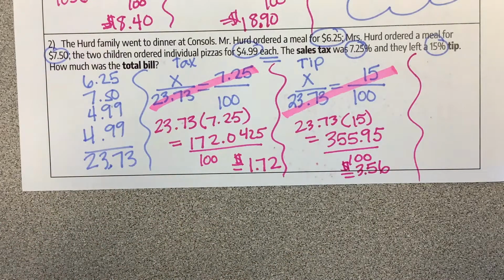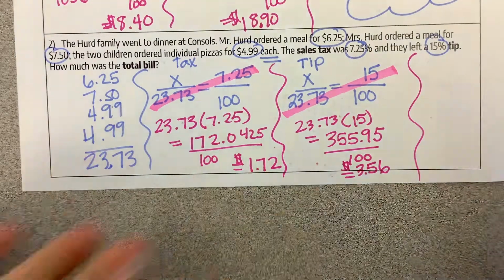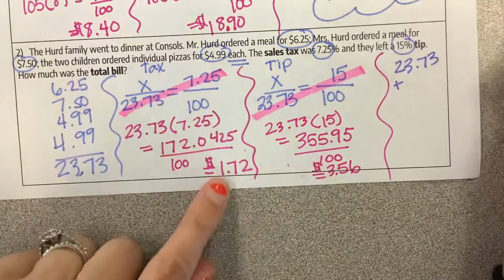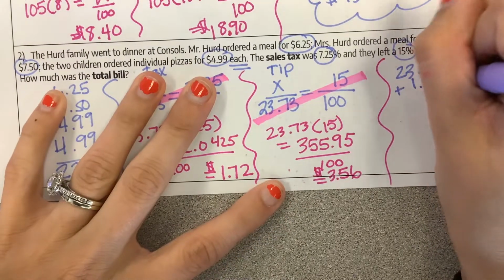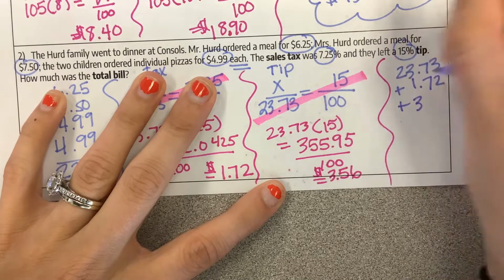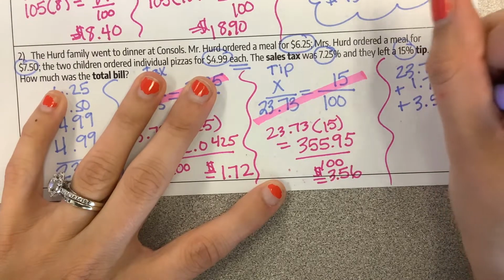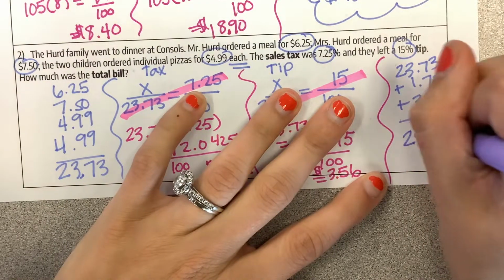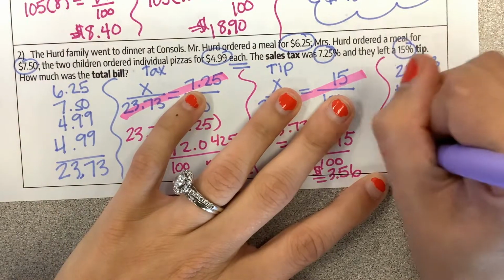So our total bill is the original amount, which was $23.73, plus our tax was $1.72, plus our tip was $3.56. So when I add that all together, I get $29.01 for our total bill.